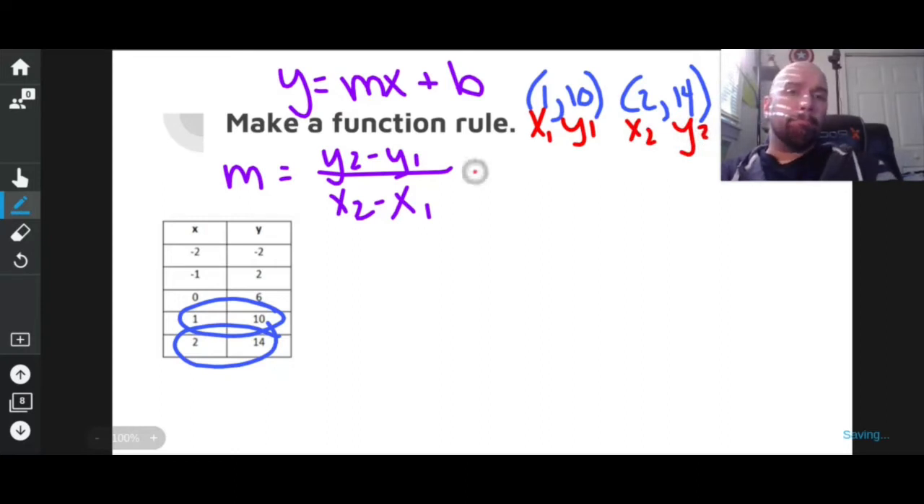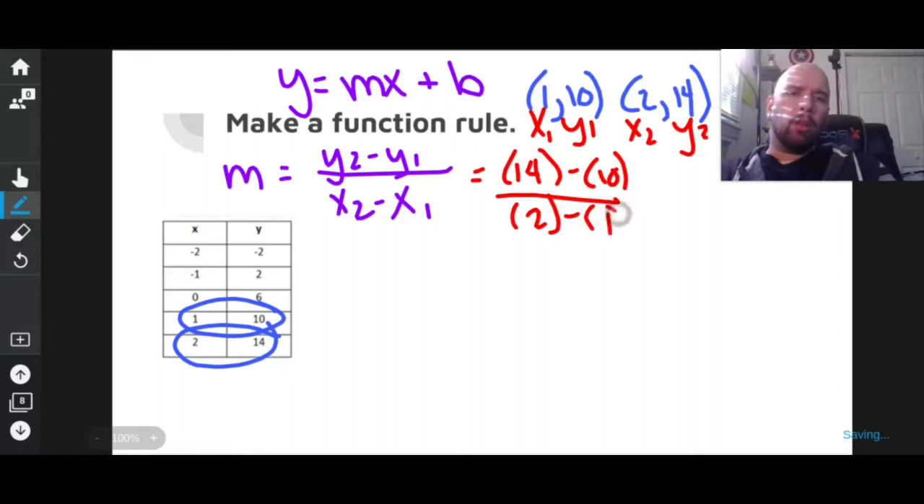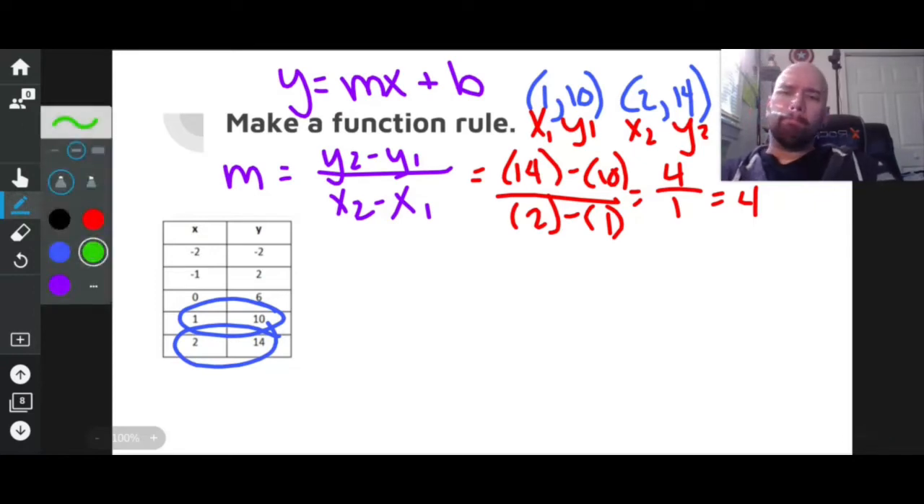Plug them in. Y sub 2 is 14 minus y sub 1 is 10 over x sub 2 is 2 minus x sub 1 is 1. 14 minus 10 is 4. 2 minus 1 is 1. 4 divided by 1 is 4. So m equals 4.